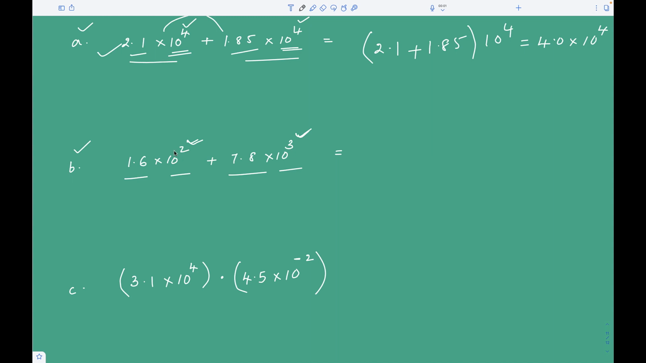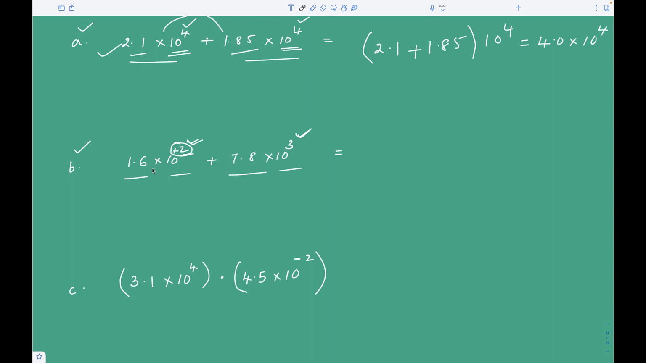See, the sign of this exponent tells the direction in which the decimal point must be moved, and the magnitude of this exponent tells the number of positions by which it must be moved. If there is a positive sign, that means you have to move the decimal point to the right. And if there is a negative sign, it means you have to move the decimal point to the left.